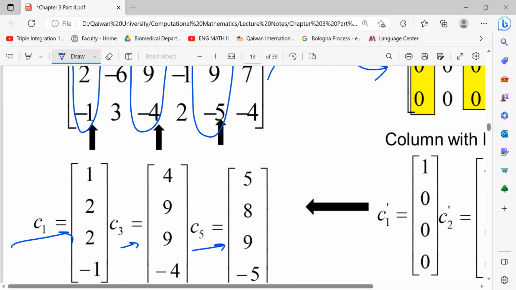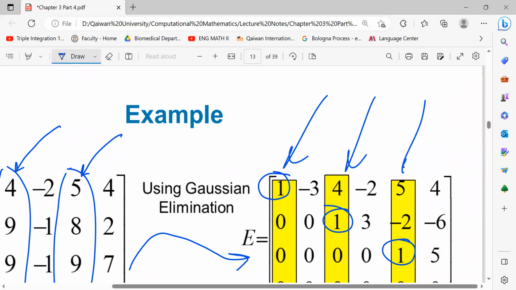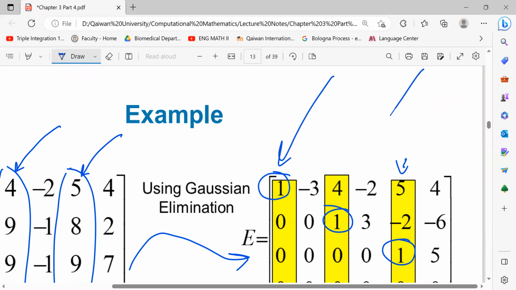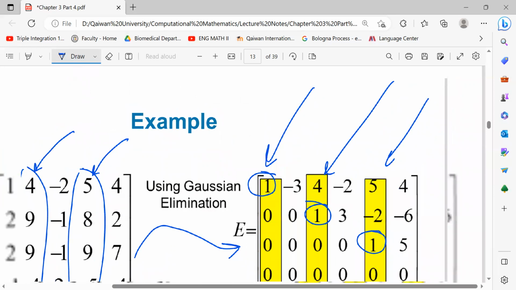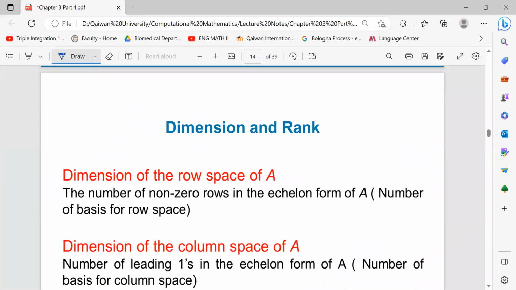We choose these, okay? We don't choose the columns from the echelon form. We return to the original matrix and choose from there. Based on this, we choose these 3 columns, columns 1, 3, and 5. That's it. That's the row basis for the row space and the column space.